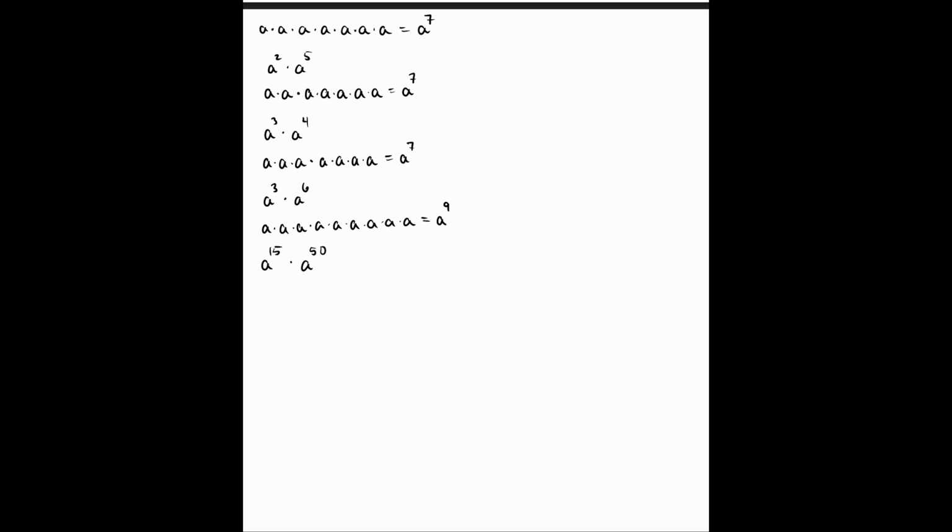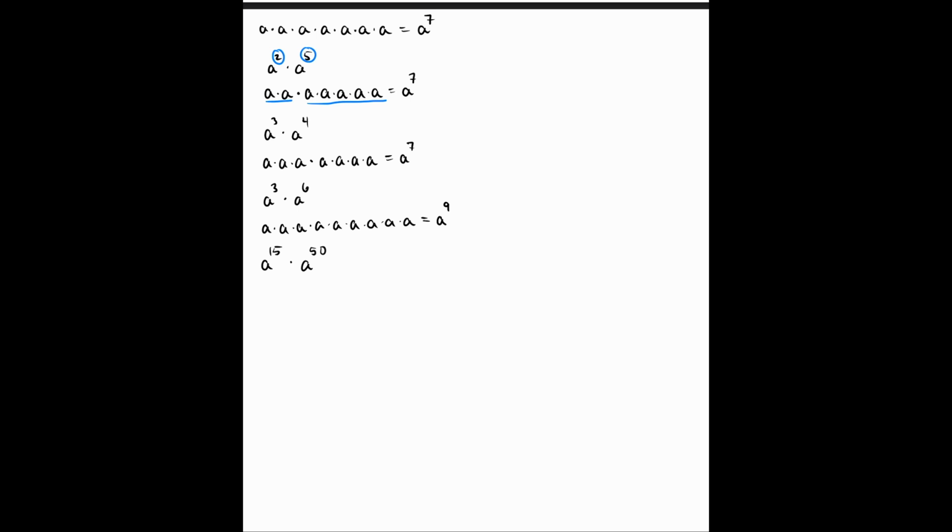So here is where we try to see if we can find some patterns. And hopefully with a little bit of thinking, you start realizing, well, wait a minute. In our first example, we had a squared multiplied by a to the 5th power. So we had 2 a's being multiplied by 5 a's. Well, if we're just trying to count how many a's we have, isn't that the same thing as just adding together the exponents?